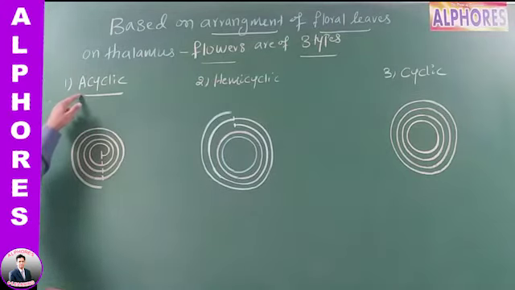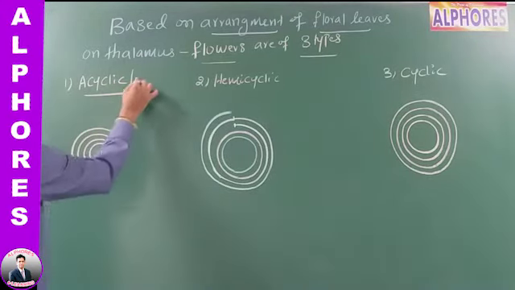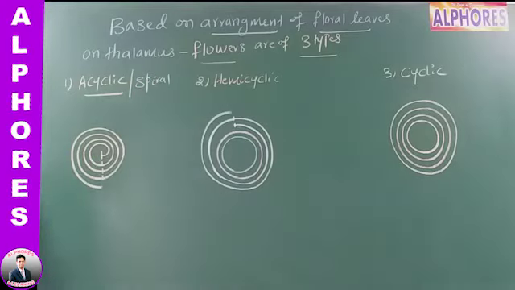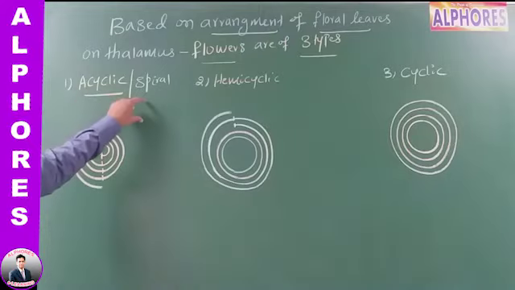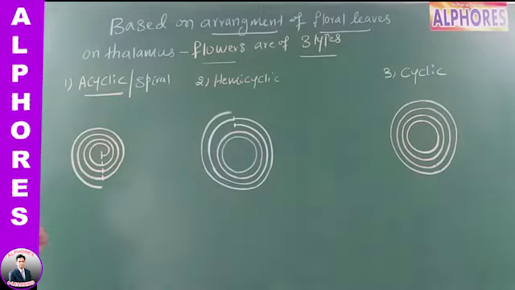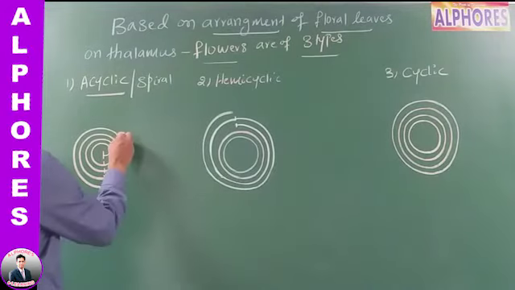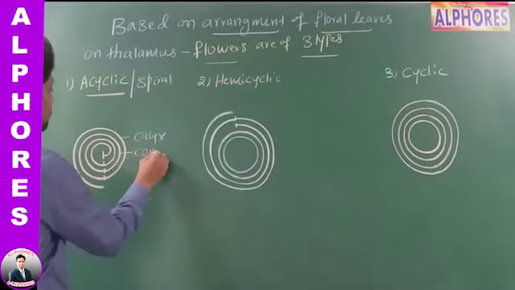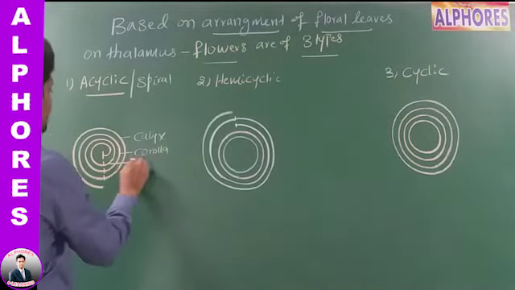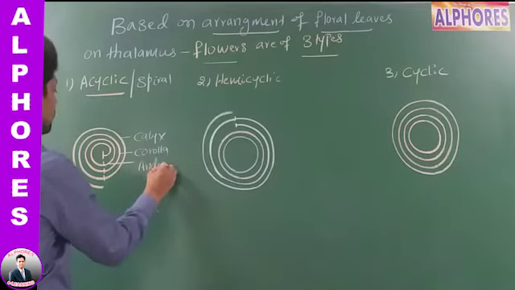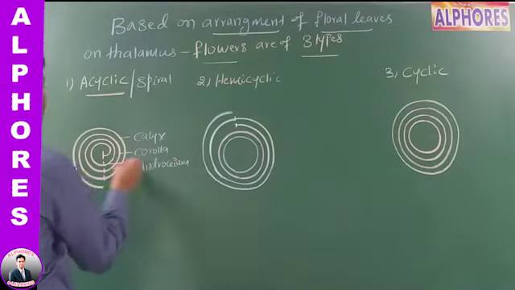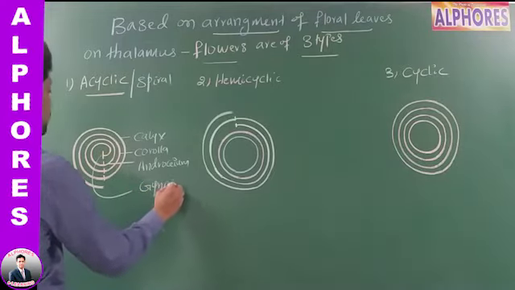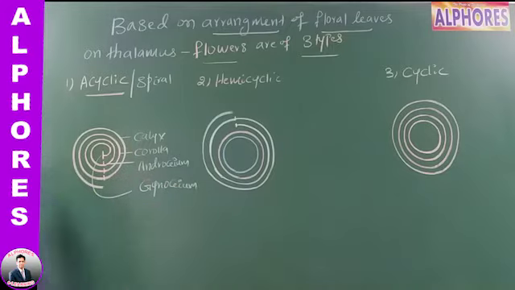What are acyclic flowers? These acyclic flowers are also called spiral flowers. Now see this diagram. The outermost is the calyx, this is the corolla, whereas this is the androecium, and this innermost part is the gynoecium.